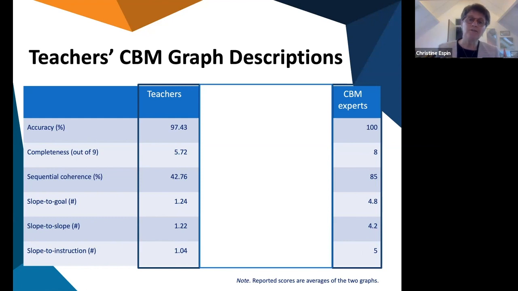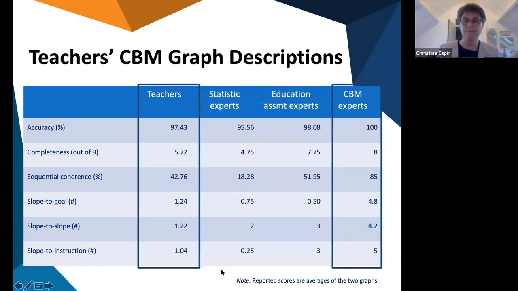But now let's look at what happened with our other set of experts. Here you see the data for the statistics experts and the education experts. And there are a few things that pop out. First, in terms of completeness, the statistics experts actually mentioned fewer components than the teachers. Statistics experts only mentioned about 5 of the 9, whereas teachers had mentioned about 6 of the 9.